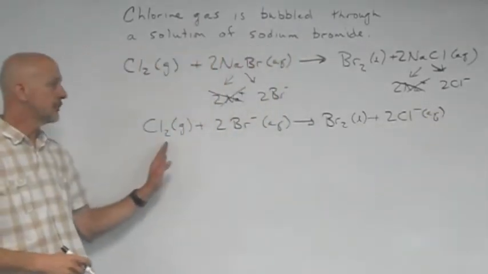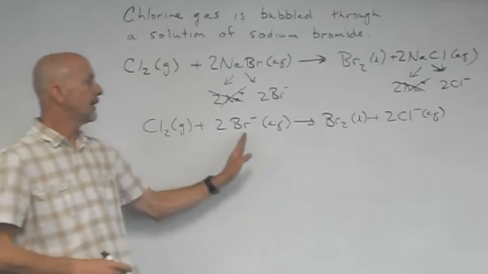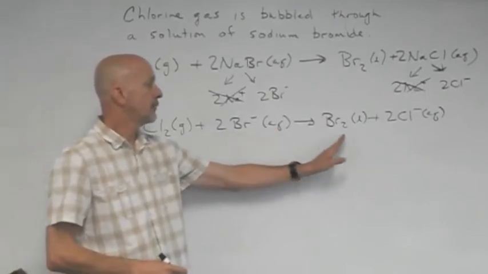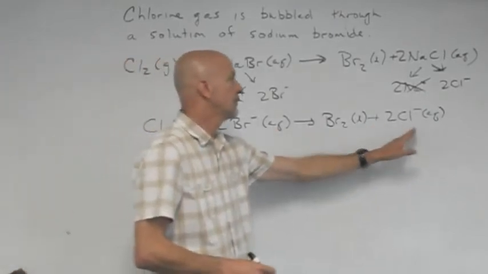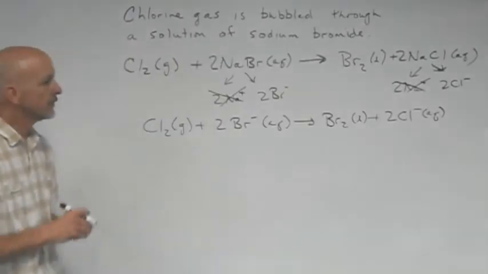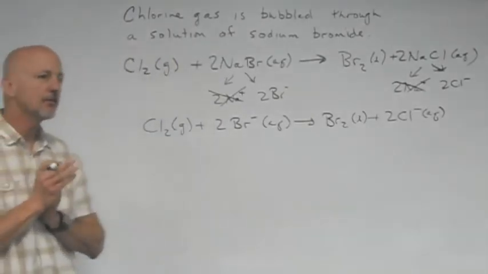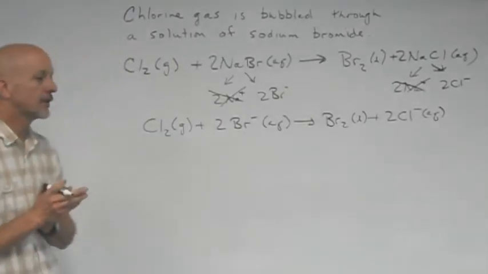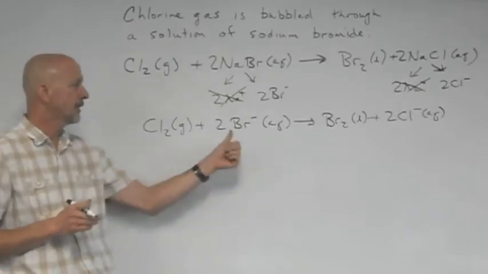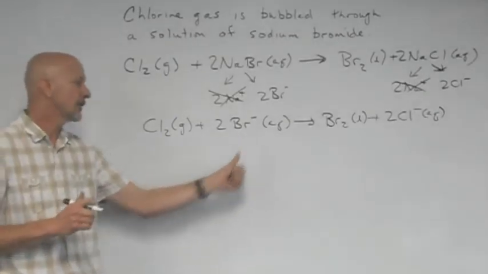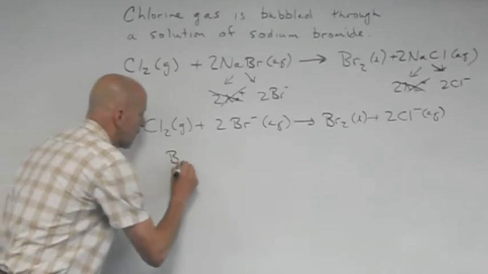Chlorine was neutral. Bromide had an extra ion. Now bromine is neutral in the end, and chloride. So we have to look at, okay, oxidation is losing electrons. Who lost an electron? Which one became oxidized? Bromide lost an electron.